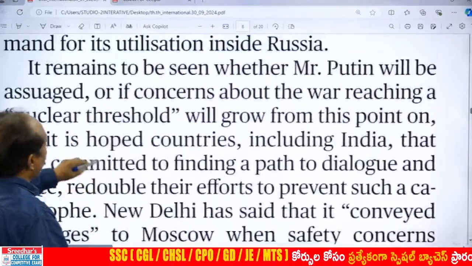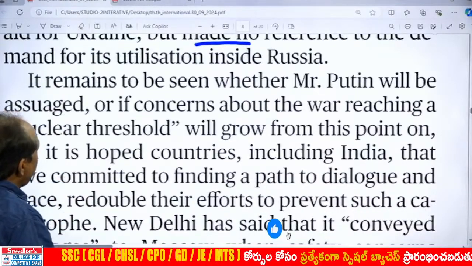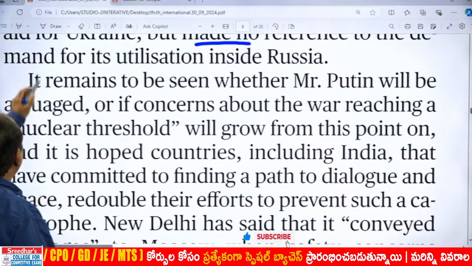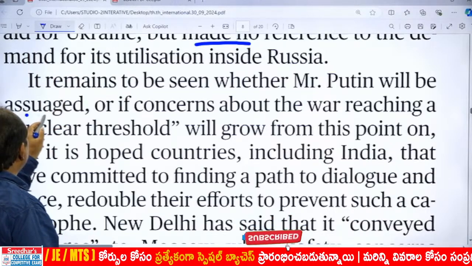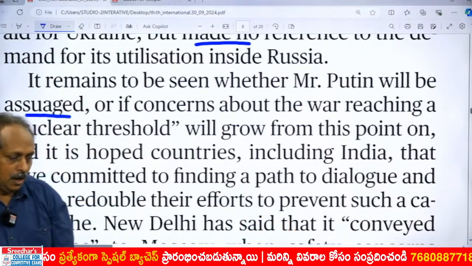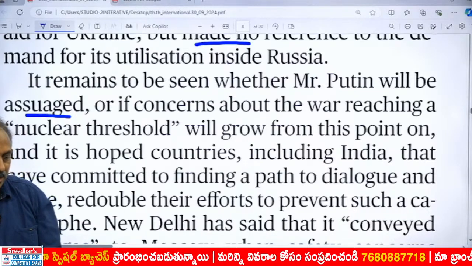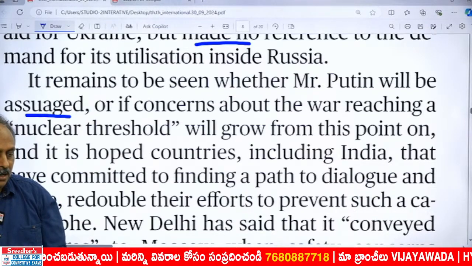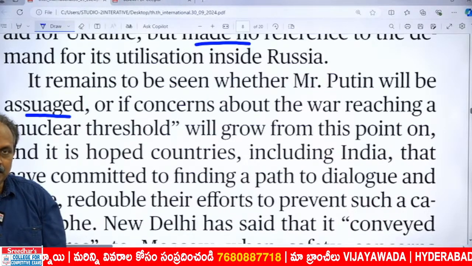The second part talks about what? It remains to be seen whether Mr. Putin will be assuaged. This word also we have got so many times. Please respond. Assuage means what? Repugnant. Mahidar, very good. Loathsome, repugnant, disgusting. Here, assuage means alleviate, mitigate.